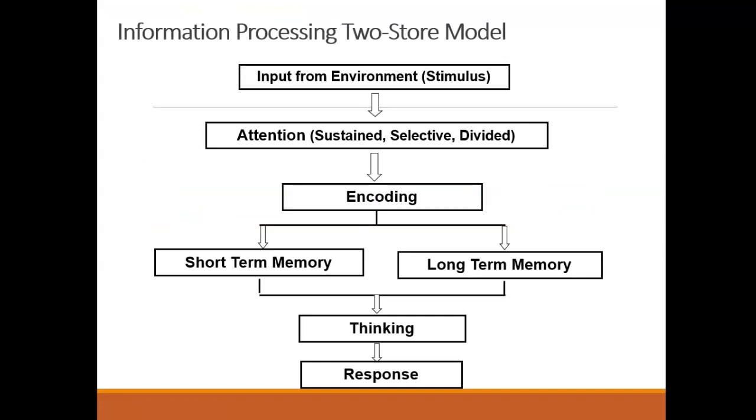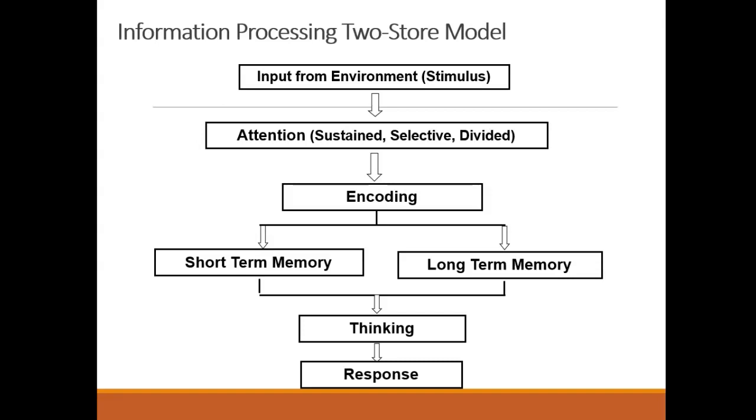The information processing two-store model focuses on short-term memory and long-term memory. So you've got input from the environment. This is some kind of stimulus, again, something you hear or see or taste or smell, or some combination of any of those. And then you've got your attention processes. So not everything that you encounter in the environment is going to be something that you're paying attention to and remember. If you've ever driven someplace and then arrived and realized that you don't actually remember driving there, it's probably because you weren't paying attention to the driving process. Your thoughts were elsewhere. Your attention was elsewhere.